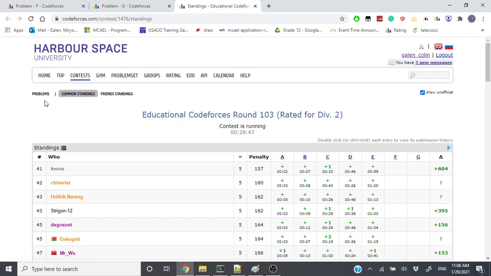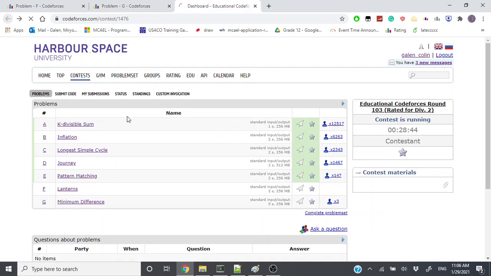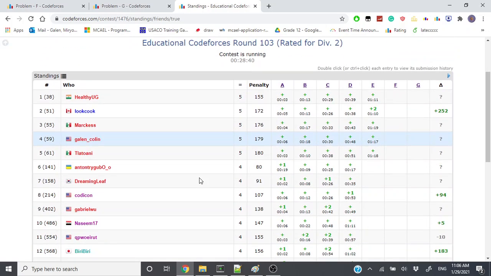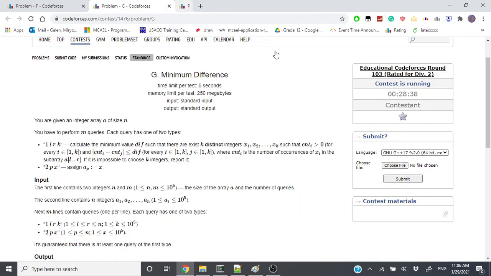Has my place gone down any more? Okay, 59th. So I guess unless more people start solving F or G, that'll be my final rank, which I'm fine with. Could have been faster, but that was not the intent. The intent was for this to be educational, and that means sabotaging my own rank sometimes. So that's fine.